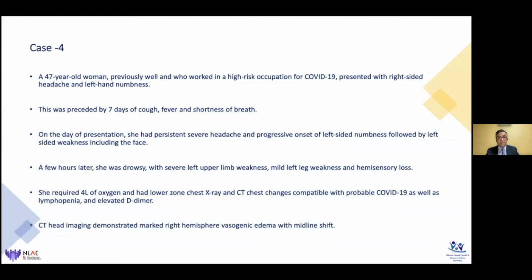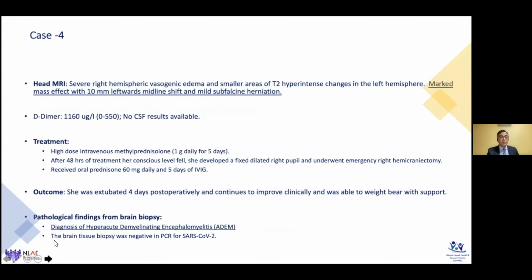A few hours later, she was drowsy with severe left upper limb weakness, mild left leg weakness, and hemisensory loss. She required 4 liters of oxygen and had lower zone chest X-ray and CT chest changes compatible with probable COVID-19, as well as lymphopenia with elevated D-dimer. CT head imaging demonstrated marked right hemispheric vasogenic edema with midline shift. This is the case that will interest neurosurgeons.